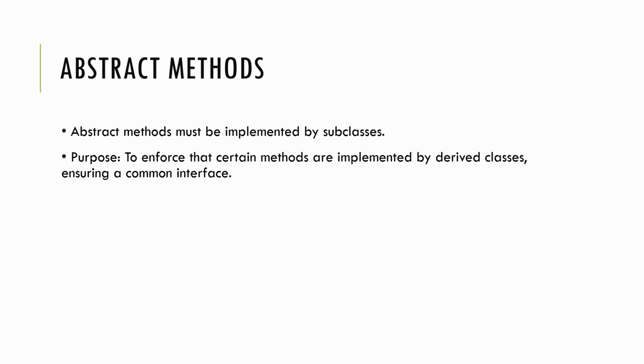An abstract method is a method declared in an abstract class but without an implementation. The purpose of abstract methods is to define a contract that any subclass must follow. This ensures that all subclasses provide their own specific behavior for these methods.